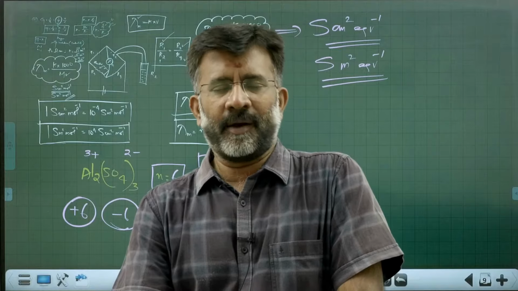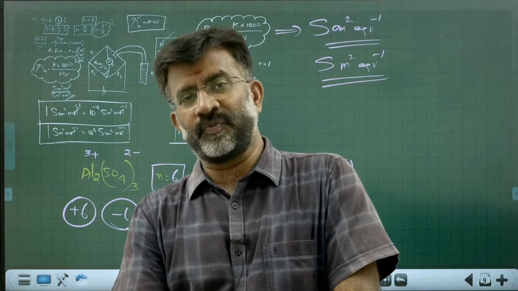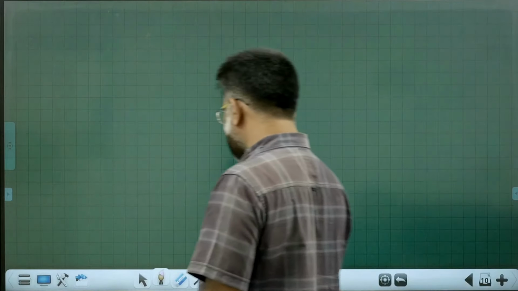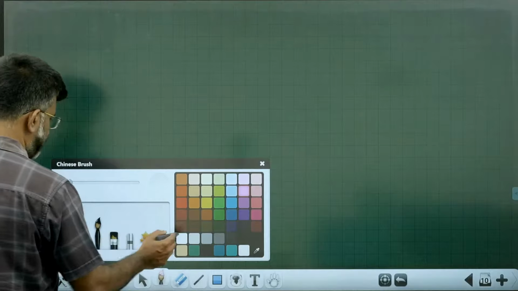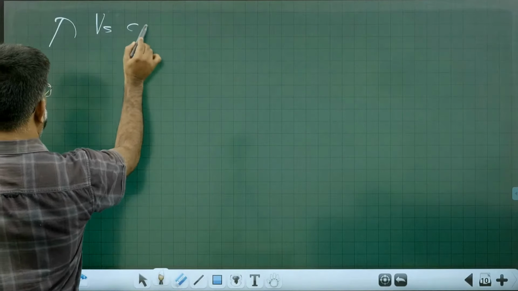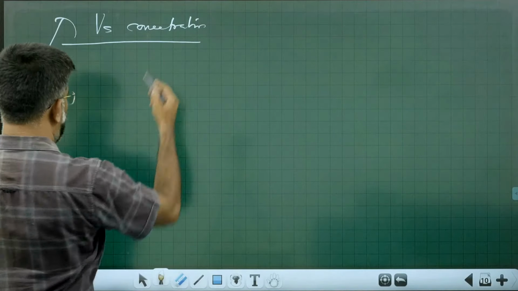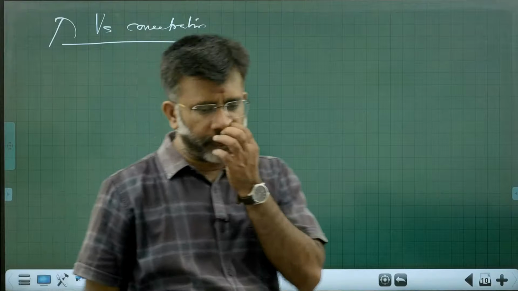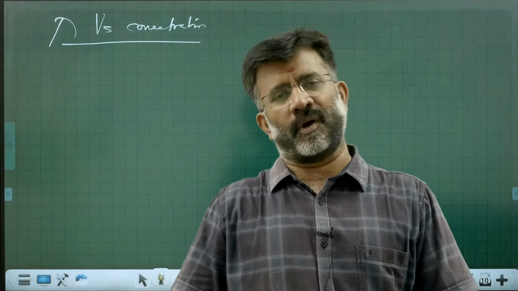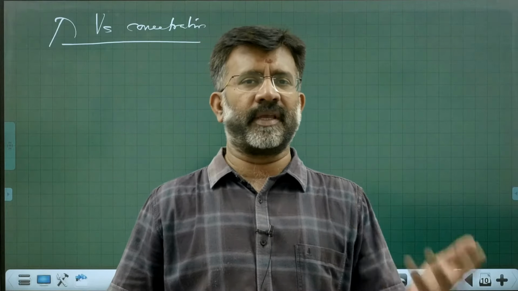Now on to a very important area, conductance versus concentration. Very, very important topic. Lambda versus concentration. Please understand, lambda versus concentration is found to be different for different types of electrolytes. For strong electrolytes, the behavior is one way. For weak electrolytes, the behavior is the other way.